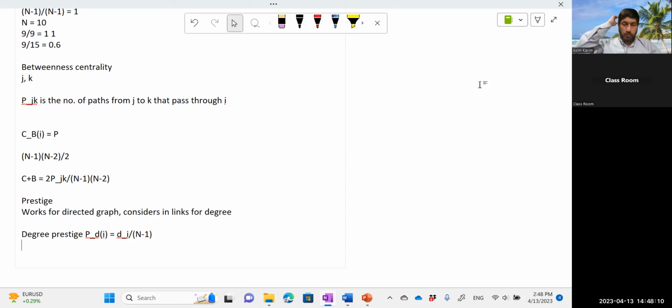Of course, degree prestige can also have a maximum value of 1 and a minimum value of 0, which means that the graph is not connected or the node is not connected.